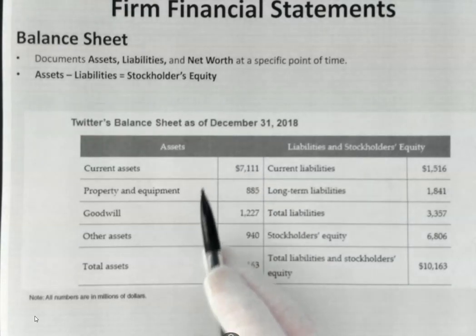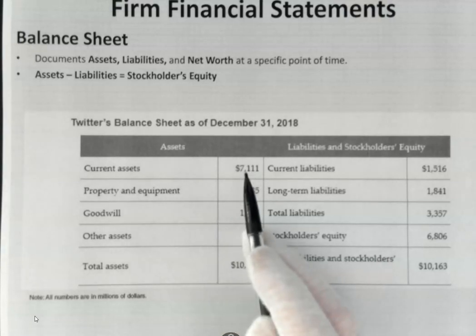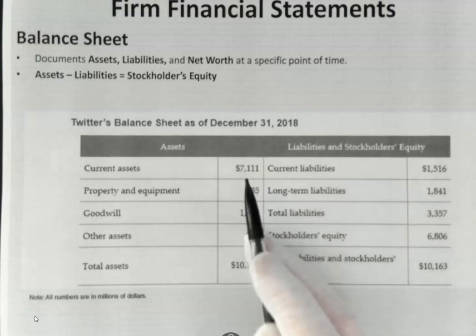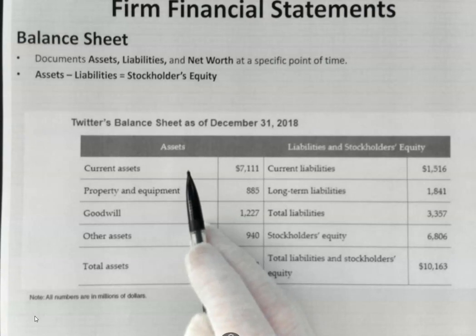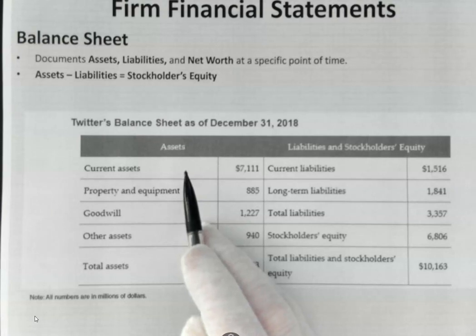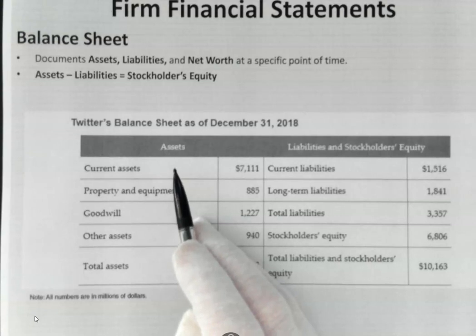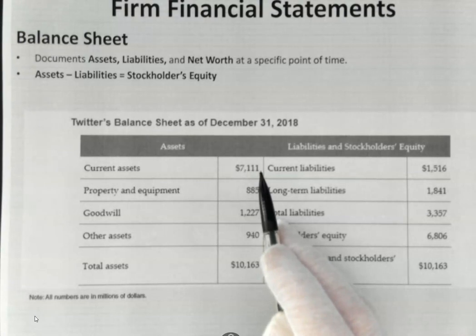Let's take a look. So for Twitter, they had current assets. They owned $7,111,000,000 worth on December 31st of 2018. Current assets are assets that could be sold off for cash within a year. Selling off assets for cash is called liquidation. So these are assets that could be liquidated in a pretty timely fashion. If they had an emergency, they could get rid of these assets within a year and get the cash needed to pay whatever emergency bill they have. So current assets are the most liquid form of assets the company has.